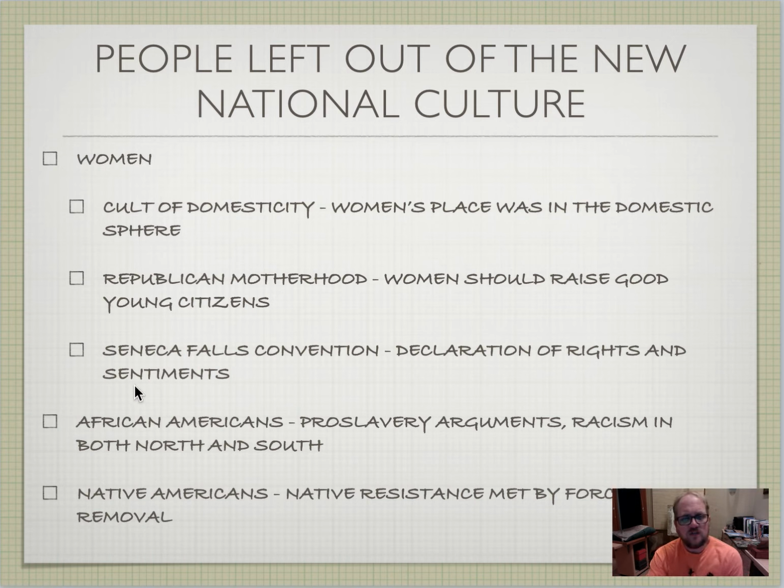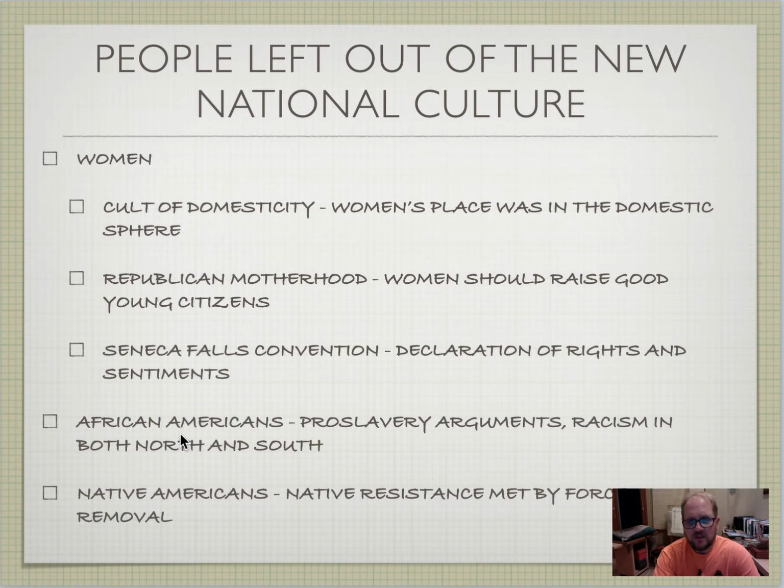The Seneca Falls Convention was really the first time women tried to band together to gain more rights. It was sort of a failure, since it basically didn't achieve much difference in this time period, but it will be a benchmark for the rise of feminism in decades and a century later. Obviously, African Americans basically really had no place in this national culture, with pro-slavery arguments, racism, and bigotry in both North and South.